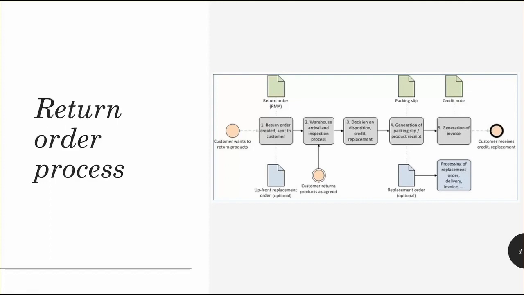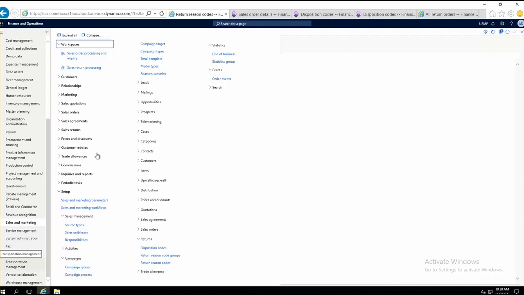So now let's jump to the Dynamics 365 screen, where I will be showing you the whole process which we have discussed till now. So now I will be demonstrating how it can be processed in Dynamics 365. As discussed, there will be two main setups for customer returns. First will be the disposition codes. It will denote what you will be doing while receiving the item, like how you will be handling the receipt. And secondly, there will be the return reason code, why the items have been returned by the customer.